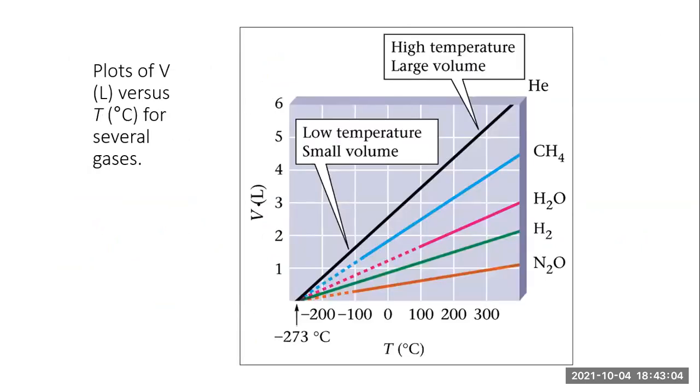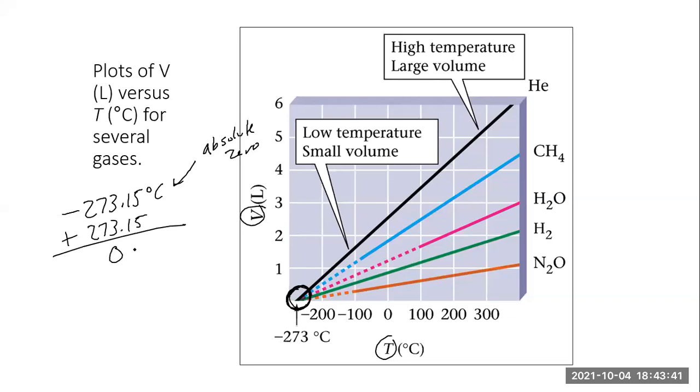If we graph volume versus temperature in Celsius for any gas you choose, and you extend the line all the way back, for every gas it always hits the exact same spot. And that exact same spot is minus 273.15 degrees Celsius. Kelvin called this absolute zero. If I wanted to convert this into Kelvin, I would add the official number of 273.15, and that will give me 0 Kelvin, which is really absolute zero here.